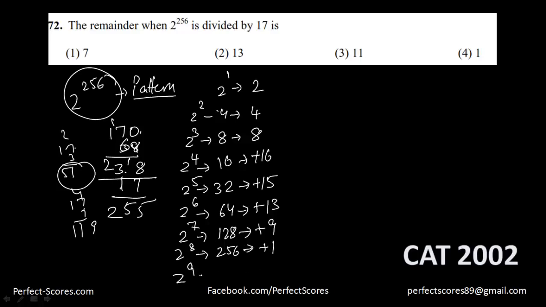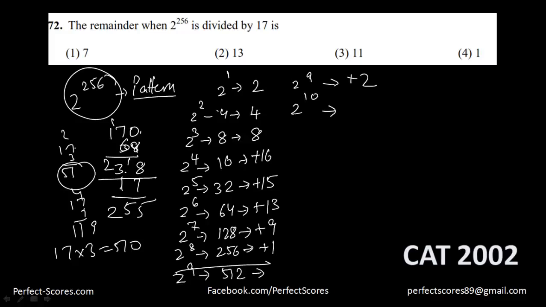2 to the power 9 is going to be 512. What will be the remainder when I divide 512 by 17? 17 into 30 is 510. So the remainder when 2 to the power 9 is divided by 17 is plus 2. You can see the pattern has started to emerge. Want to double check your pattern? Well, we'll do that. We should be expecting a 4 here.